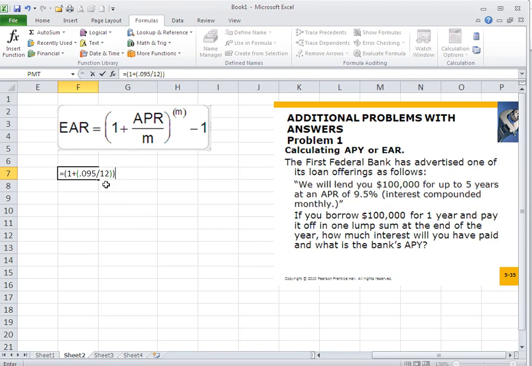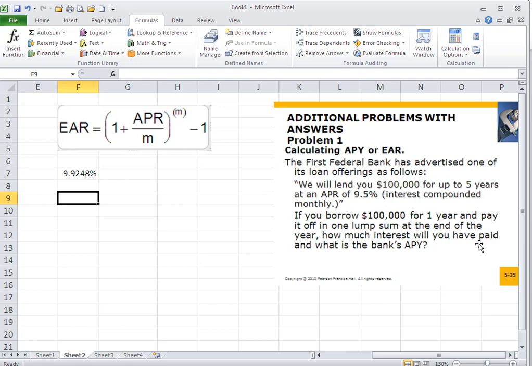The next part is to take that to the M exponent, which is a shift 6 key. That little caret is right above the 6 key on your keyboard, so you hit the shift key and then 6. And then M, the number of compounding periods is 12, subtract the 1, and you can hit enter. We'll get to the effective annual rate at 9.9248%.